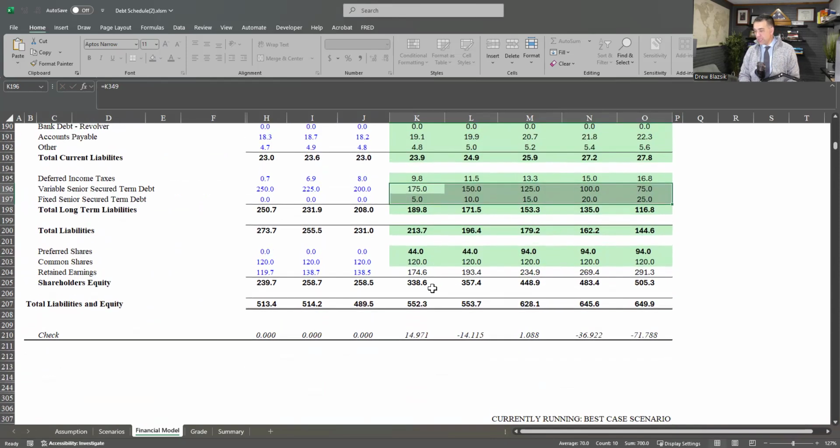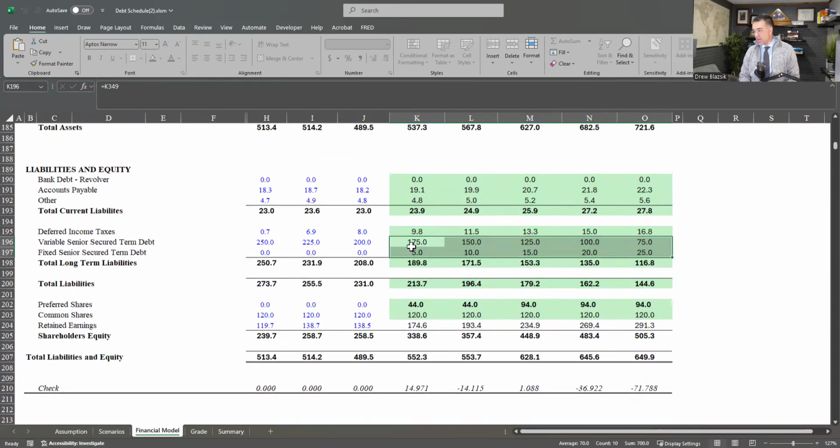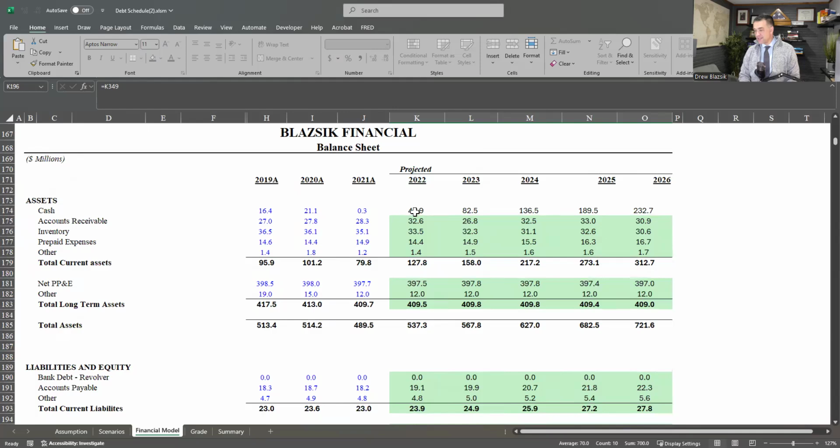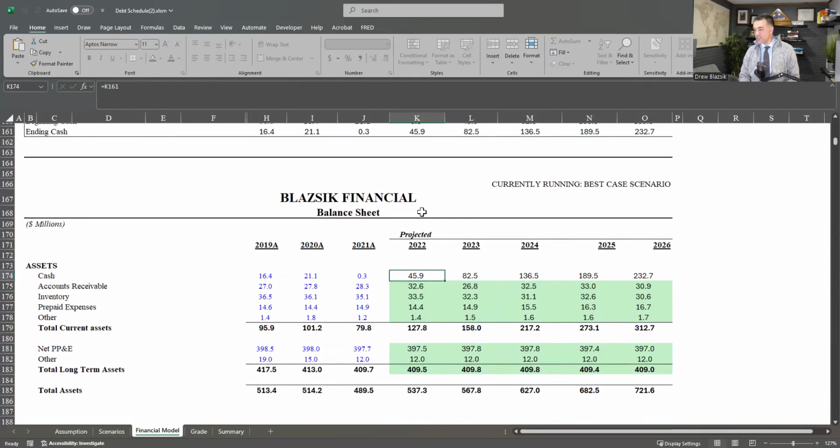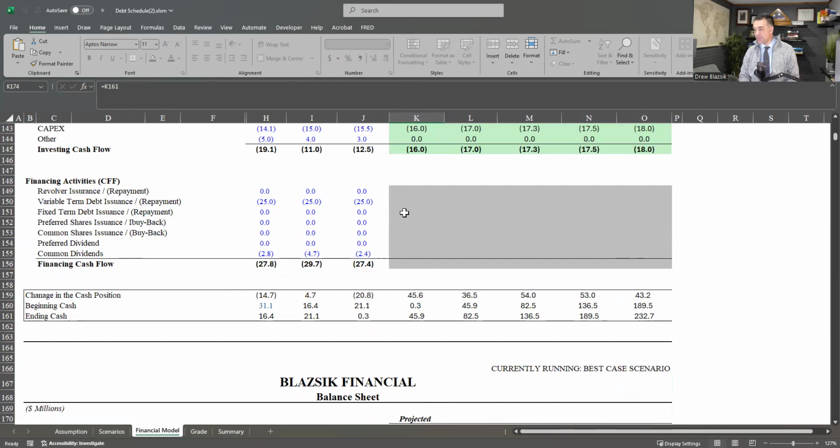Again, it's not all green, right? For our retained earnings, why? If you go up, our assets, our cash is not correct. Our cash is not correct because our cash flow has not been entered in yet.